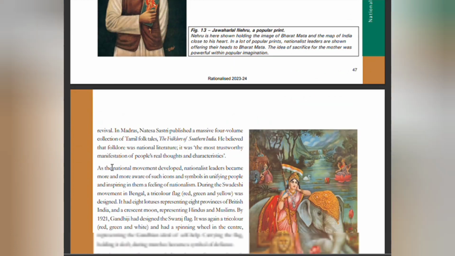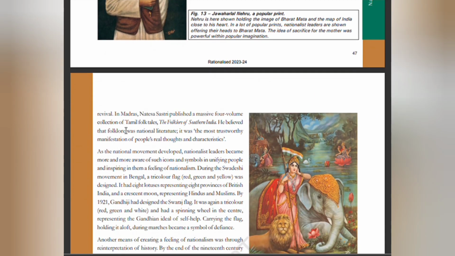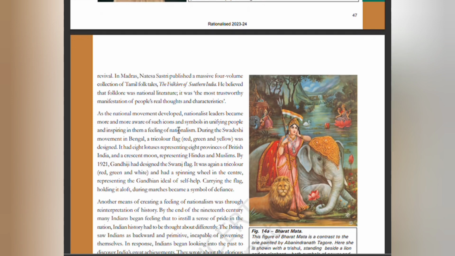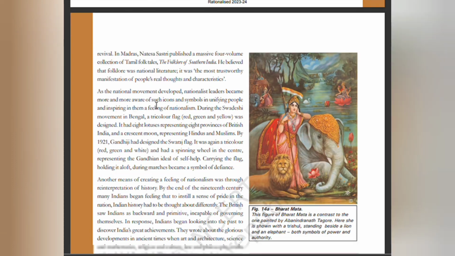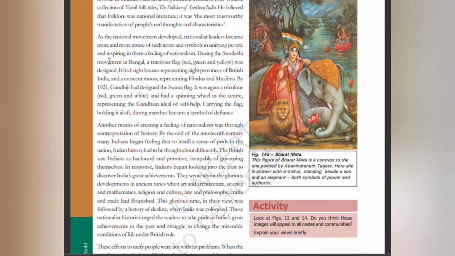In Bengal, Rabindranath Tagore himself began collecting ballads, nursery rhymes, and myths, and led the movement for folk revival. In Madras, Natesa Sastri published a massive four-volume collection of Tamil folk tales, The Folklore of Southern India. He believed that folklore was Indian national literature. It was the most trustworthy manifestation of people's real thoughts and characteristics.